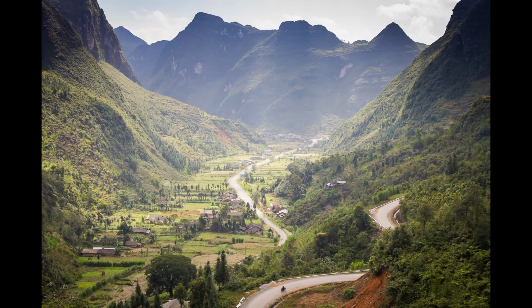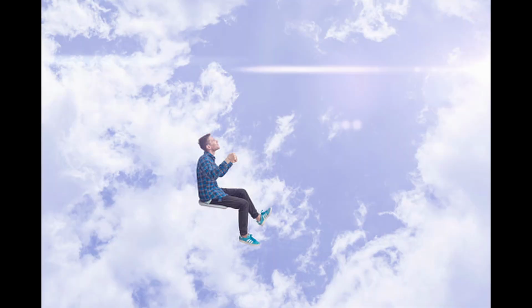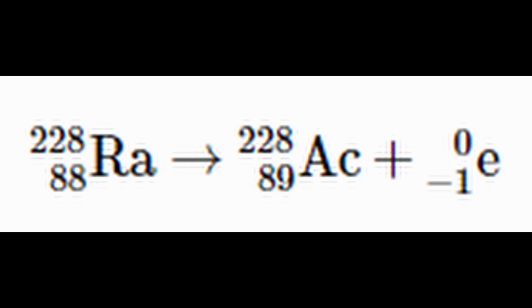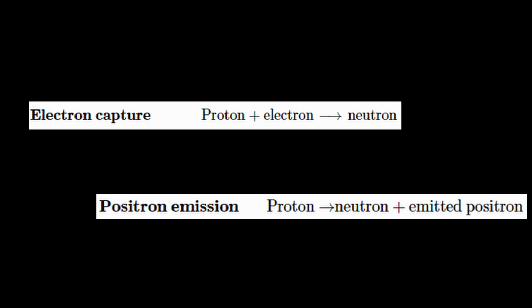Alright, so let's talk about the valley of stability. The valley of stability is a graph that shows us whether beta decay or alpha decay will happen. It relies on the N/Z ratio, or the neutron over proton ratio. If N/Z is too high, then beta decay will occur to convert neutrons to protons. And if N/Z is too low, then protons will turn into neutrons by electron capture or positron emission.